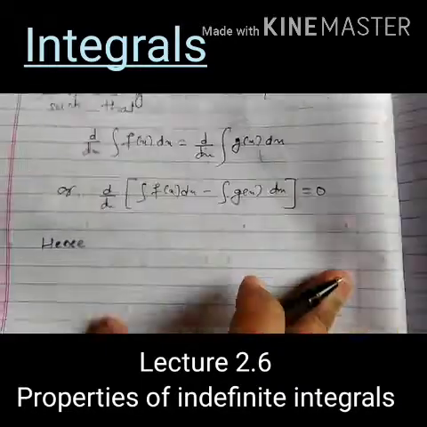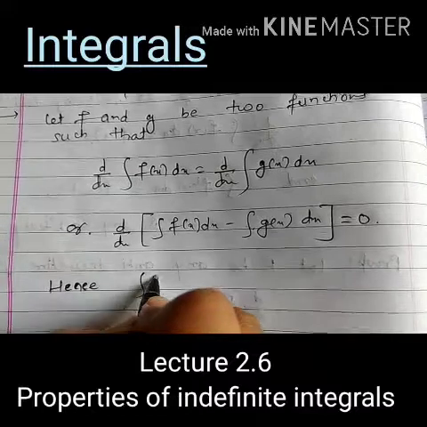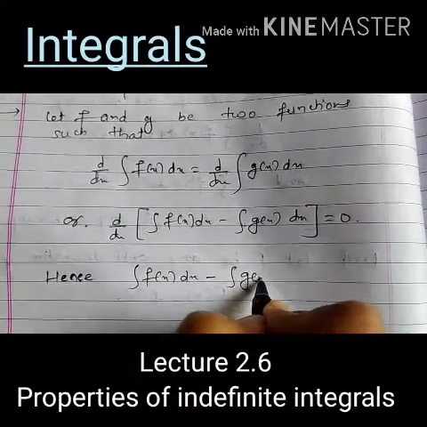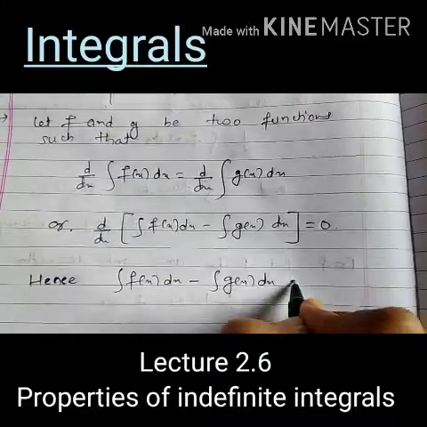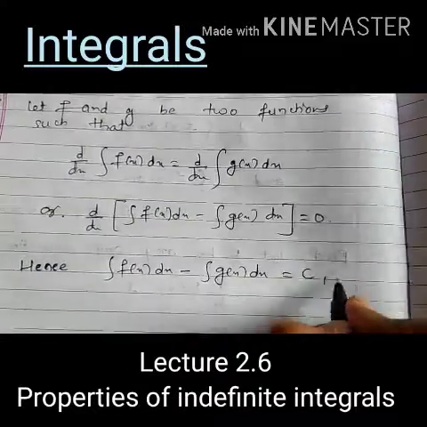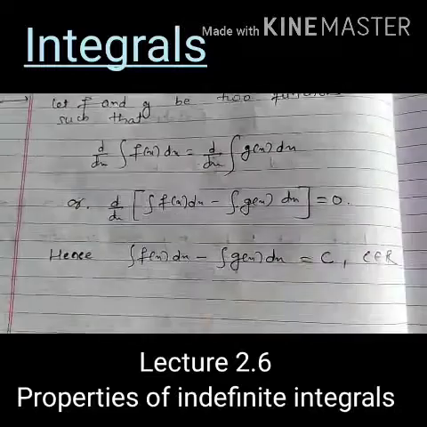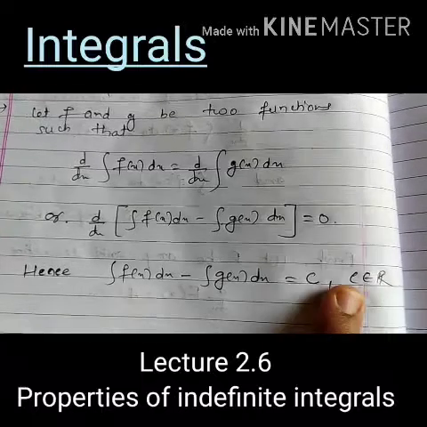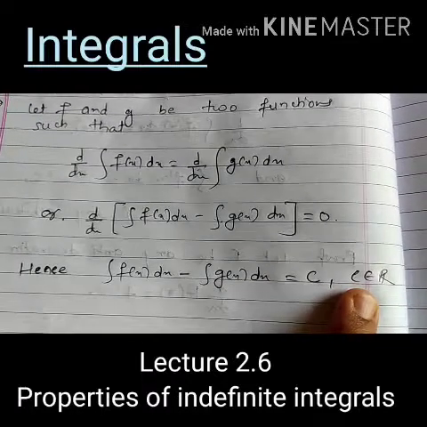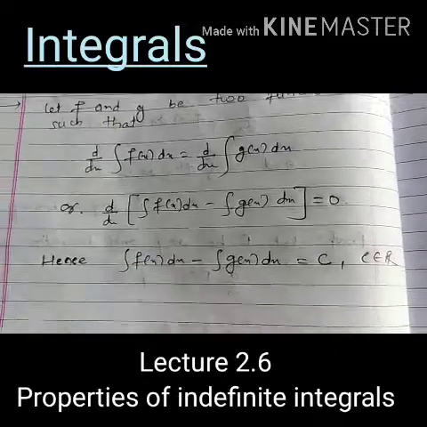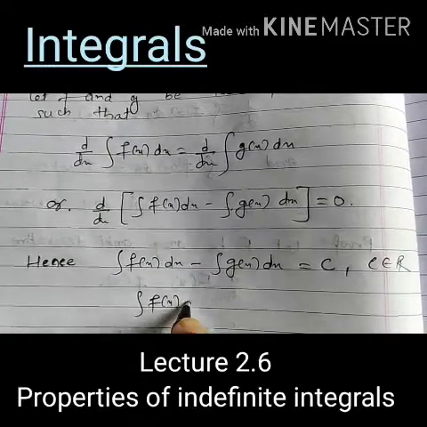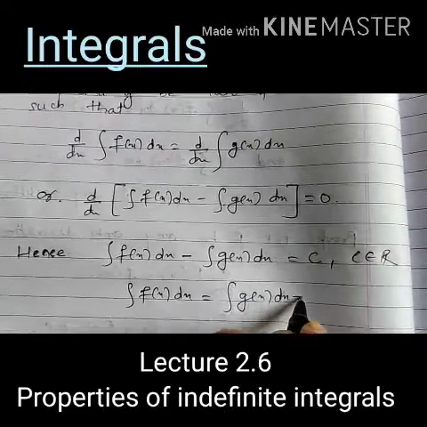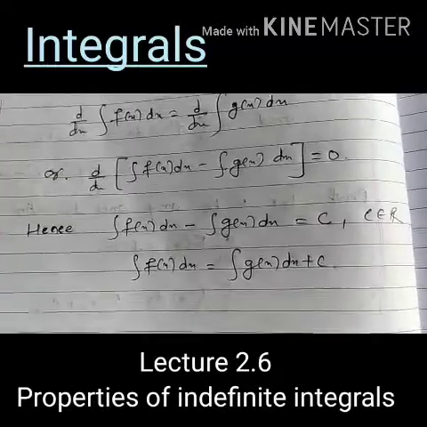So we'll consider, hence, the integration of f of x dx minus the integration of g of x dx is equal to c, where c is any real number, because we know that the derivative of a constant number is 0. That's why we have considered c from the set of real numbers. So can we rewrite this as the integration of f of x dx is equal to the integration of g of x dx plus c?